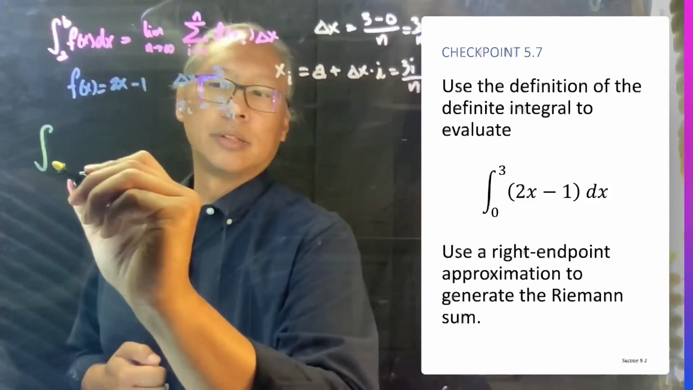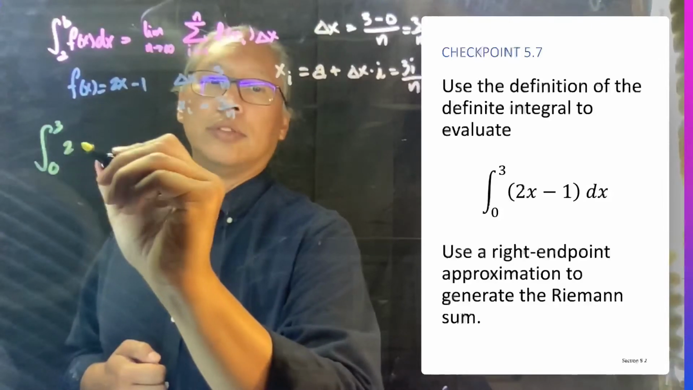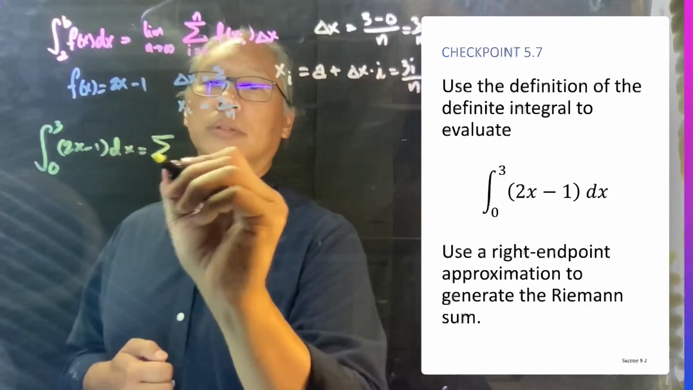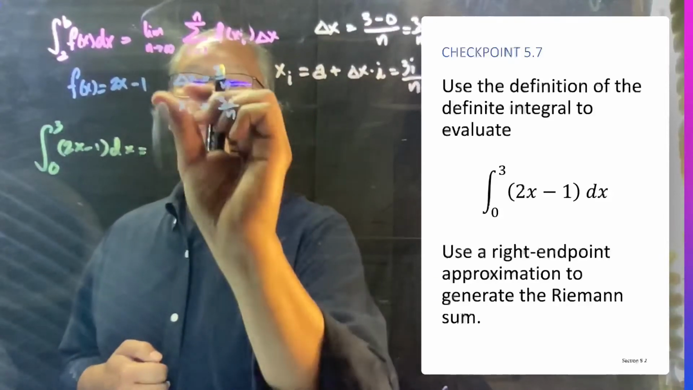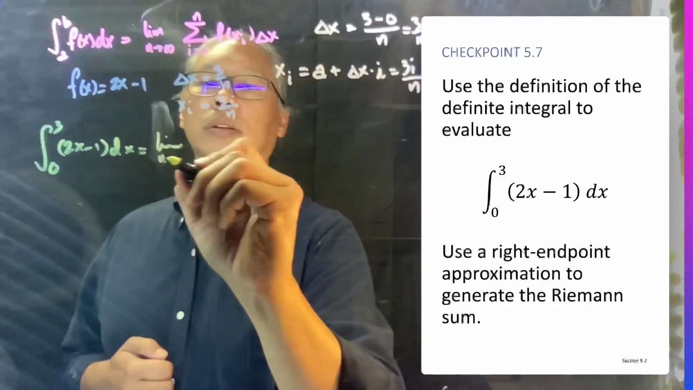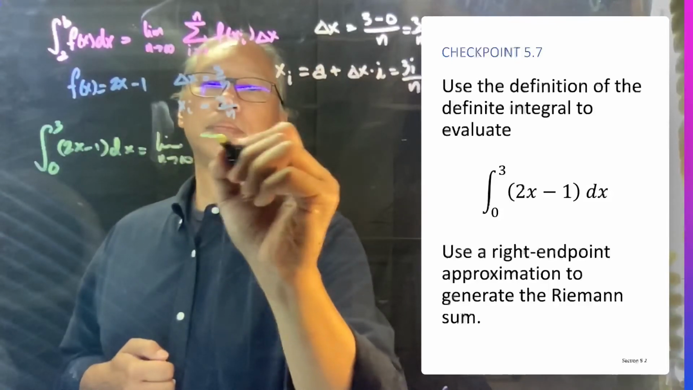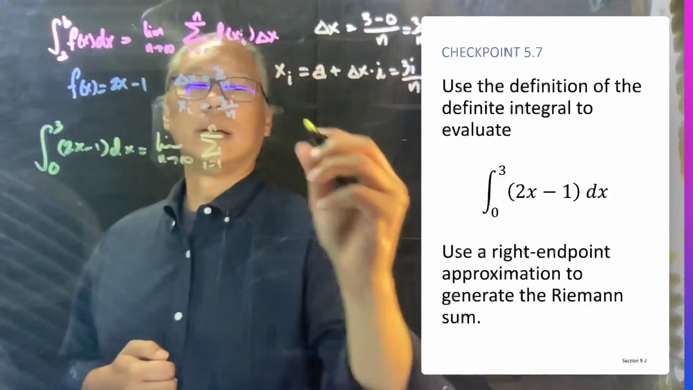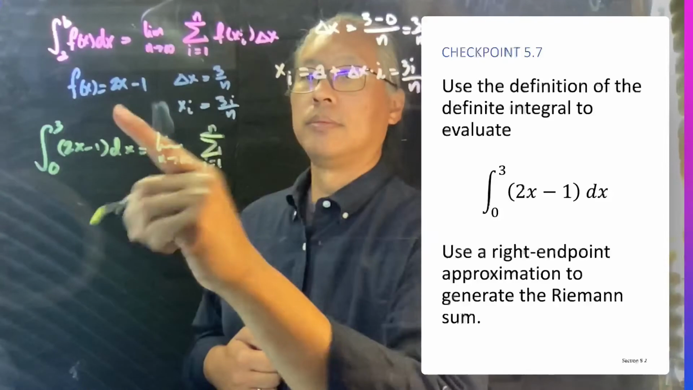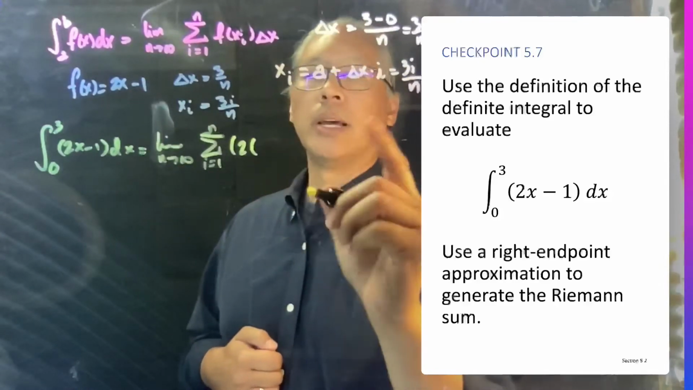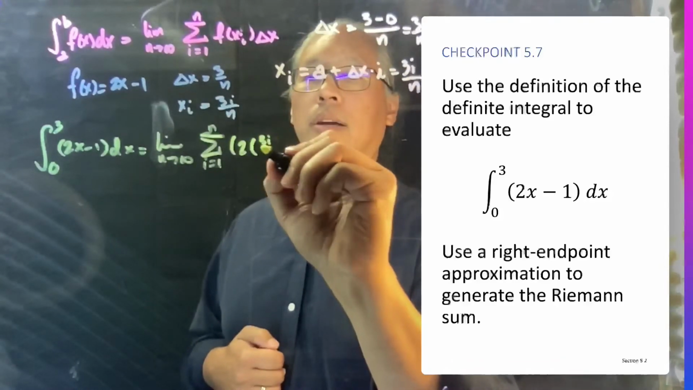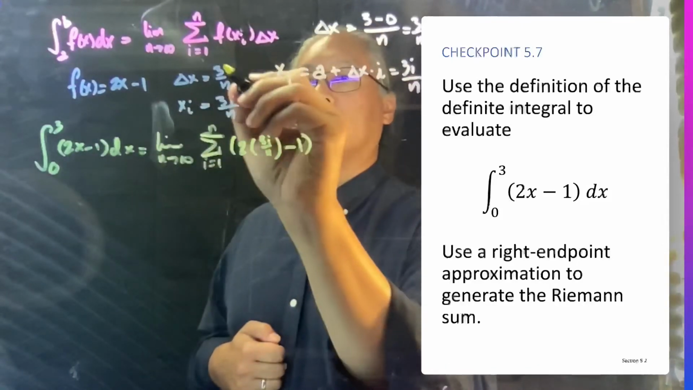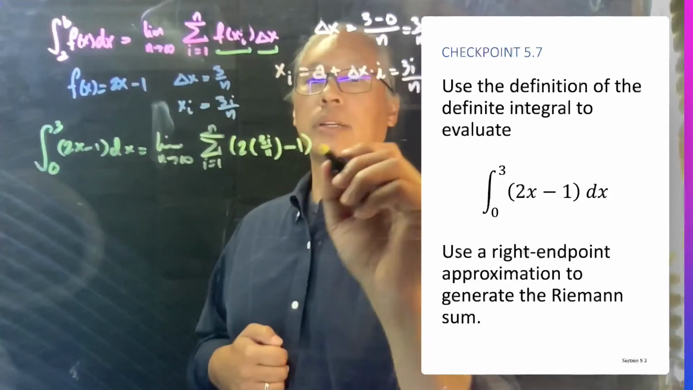So our integral from 0 to 3 of 2x minus 1 dx is going to equal the limit as n goes off to infinity of the sum, i goes from 1 to n, of the function 2 times x, which is 3i over n, minus 1. And then that takes care of this part, and then we need our delta x, which is 3 over n.